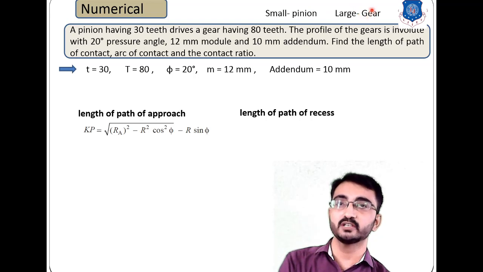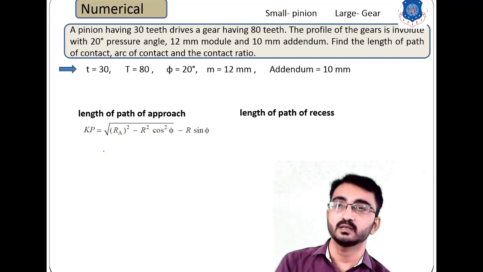So the notation for the large one will use capital letters. Over here we have to calculate the pitch circle radius, or we can say pitch circle diameter, of the gear, and Ra, that is equal to the addendum radius. Okay, so to calculate this capital R or small r for the small pinion, we have a simple relation: if we consider module m is equal to capital D, that is pitch circle diameter, divided by the number of teeth, that is T.